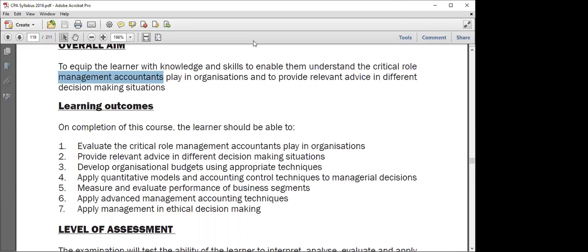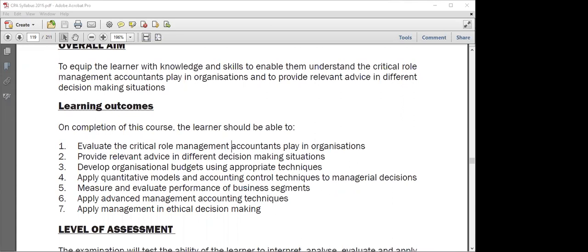Now, all this that you're doing is the aspect of control, because you're helping management correct any kind of defects that it may be having at that point in time before you actually get to, let's say, the end of the year. So management accountants play a key role on the aspect of control, as well as being very key on the aspect of organization.